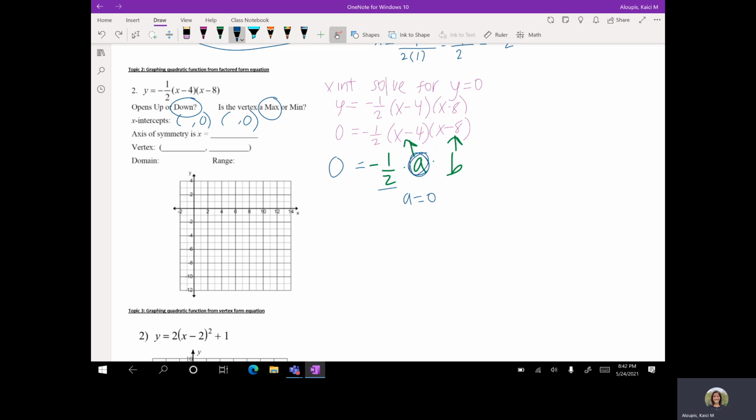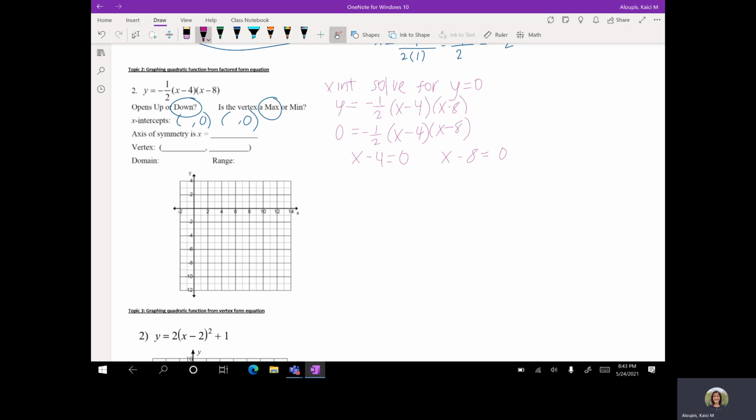So we want to set a or b equal to 0, as in what could make this parenthesis 0 to make the whole expression equal to 0, or what could make this parenthesis 0 for x and make the whole expression equal to 0. So what we have to do is set each of those parenthesis sets equal to 0. x minus 4 equals 0. x minus 8 equals 0.